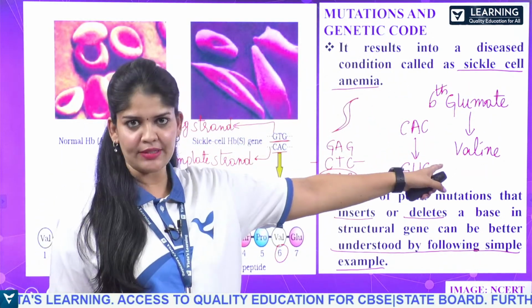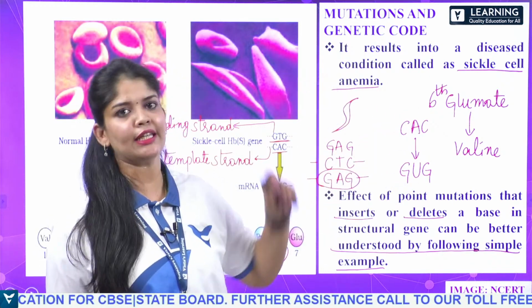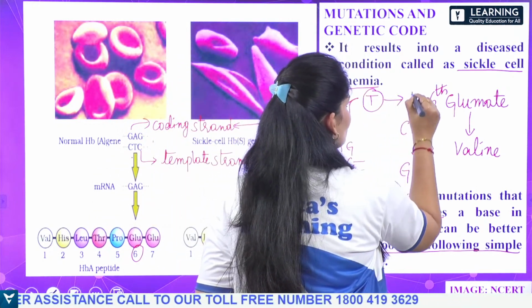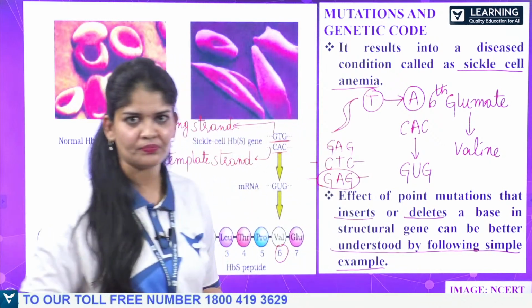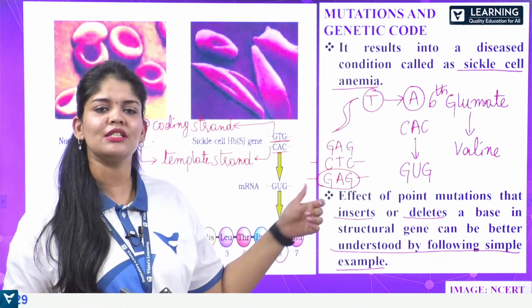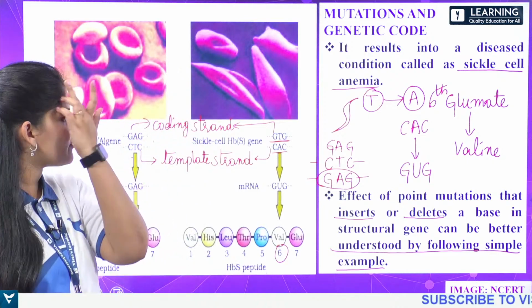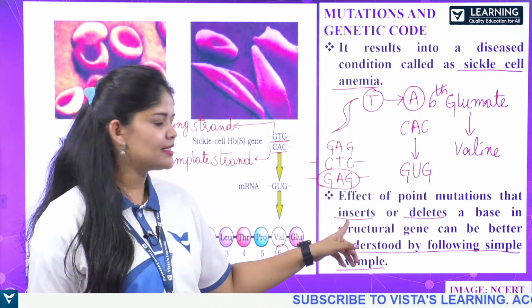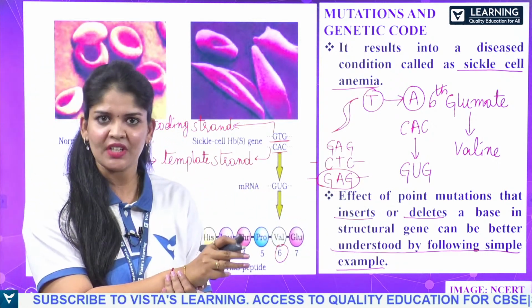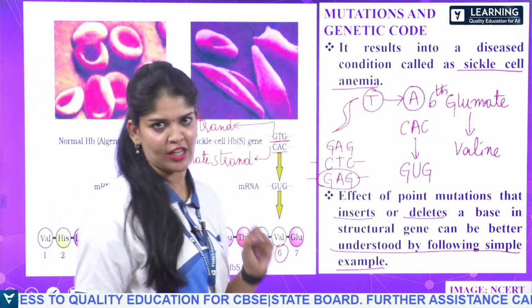This appears in the protein structure, but the actual change in the single base happens at the DNA, where in the place of thymine, we have adenine. So here, a pyrimidine is replaced with a purine. This mutation is called a transversion mutation. So here, the effect of a point mutation that inserts or deletes. Here what happened? It is replaced, right? All of this happened because of a single base pair change.